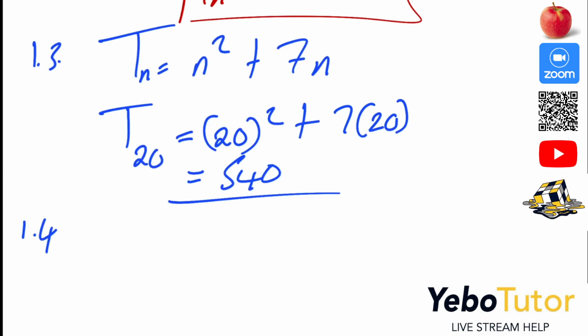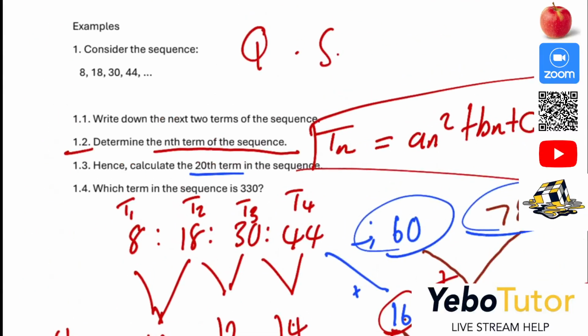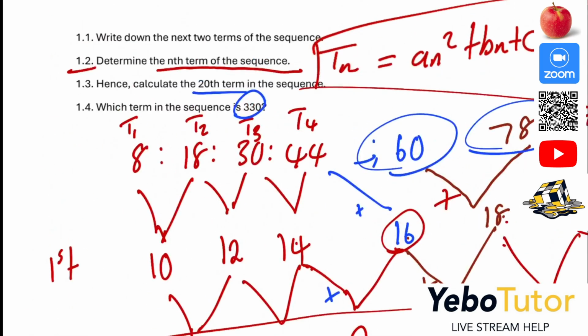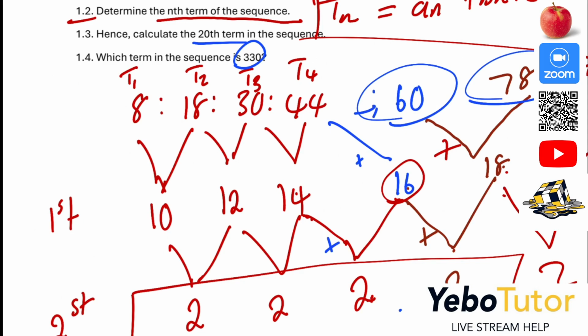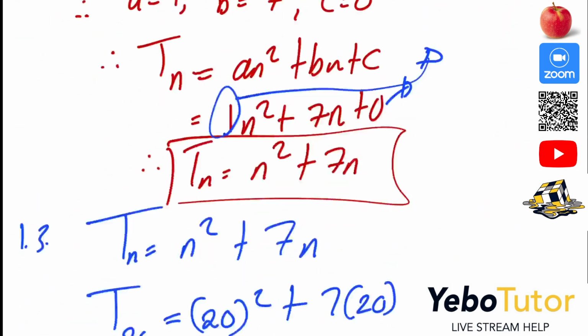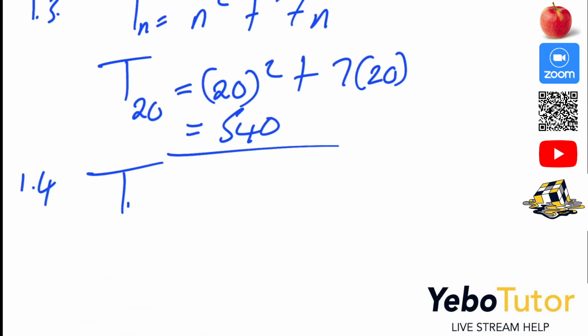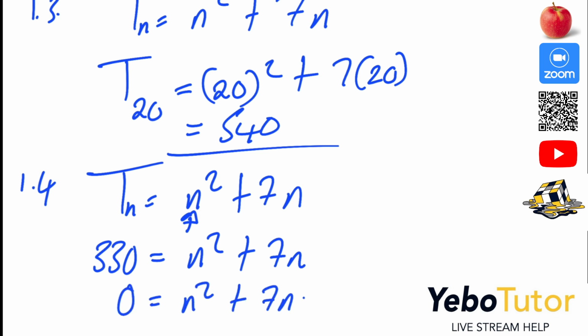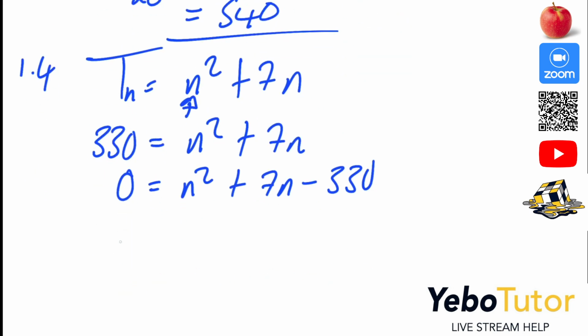Then 1.4, the last example which we have over there, they're saying which term in the sequence is 330. Oh my word, how do you see that? The moment they say which term in the sequence is, it means that they've already given us the Tn value there. So we know that our general Tn was Tn is equal to n squared plus 7n. So when they say which term in the sequence, we need to calculate the value of n, and we have already been given our Tn to be 330, which is now equal to n squared plus 7n. And now we have to calculate the value of n, and we know that that will be minus 330. Then after that we can now calculate the value.